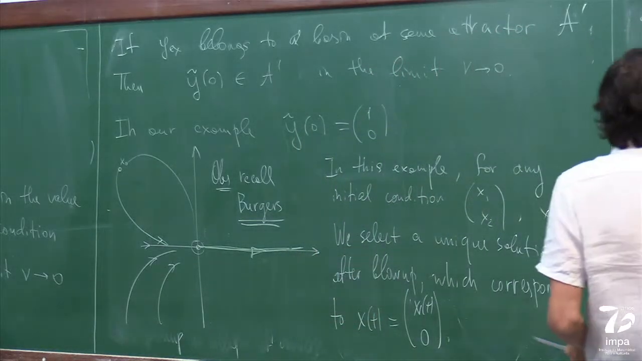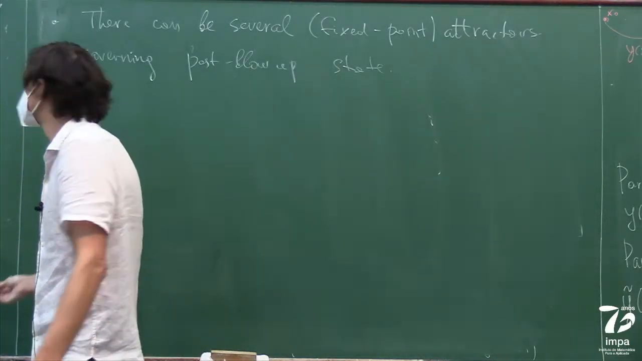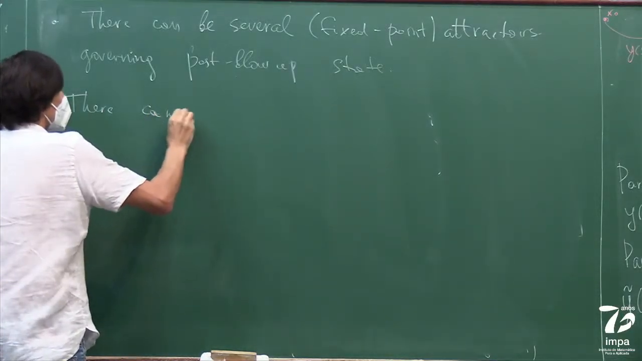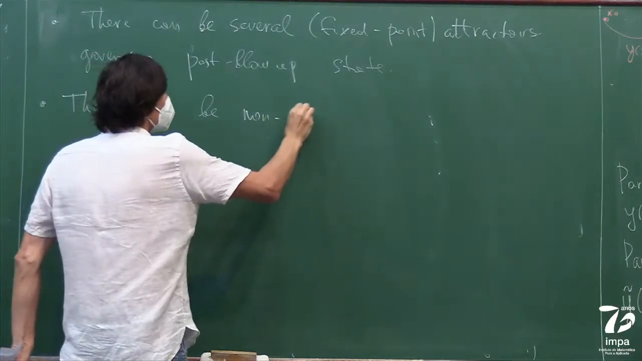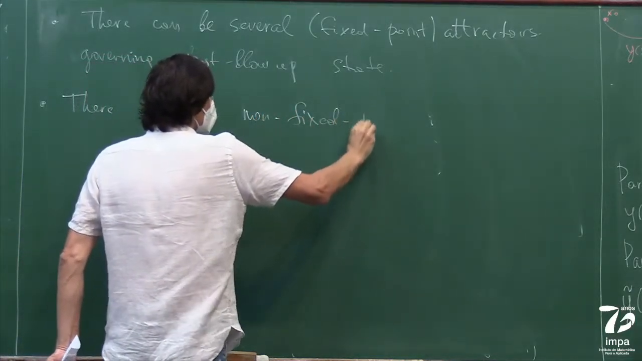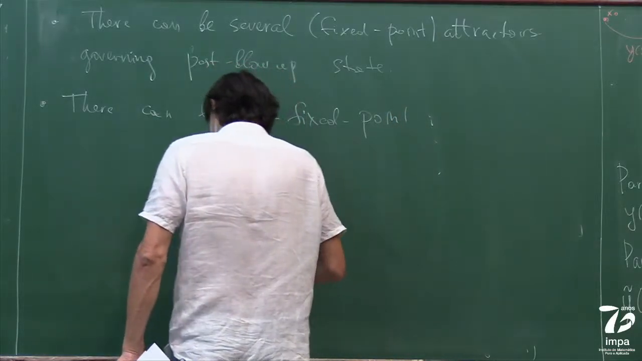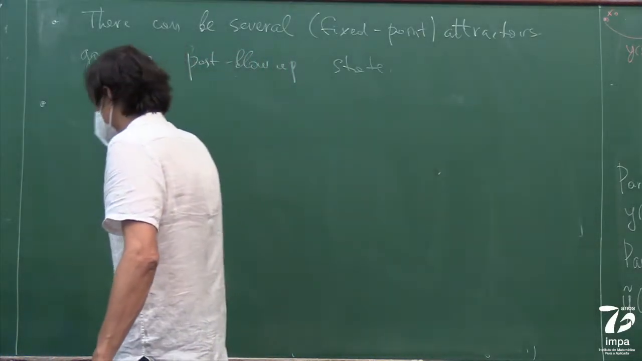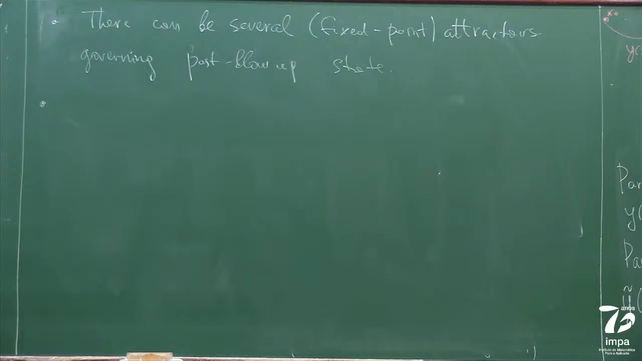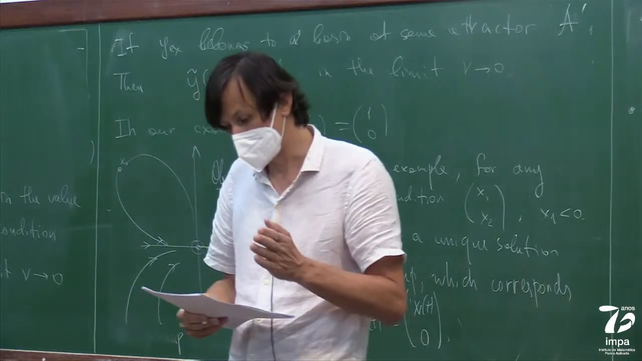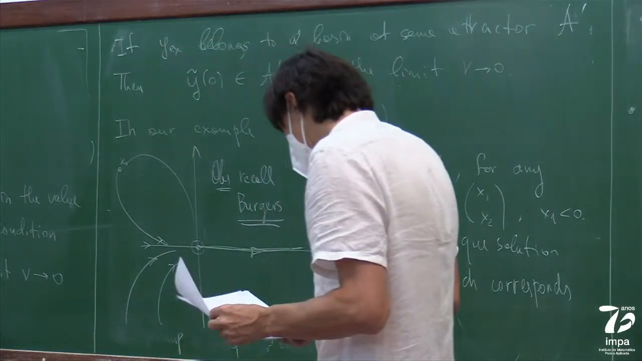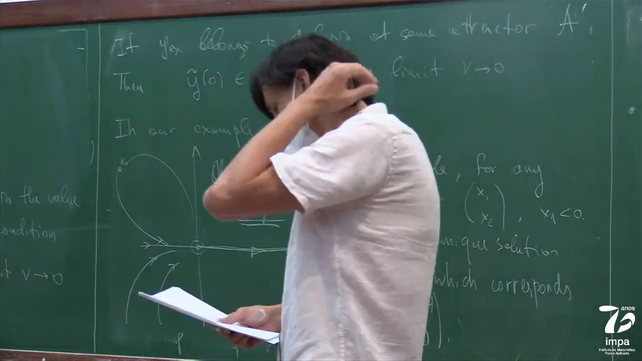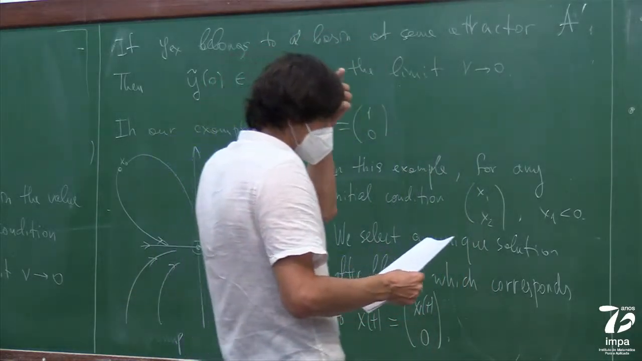Then there can be different attractors, non-fixed point attractors. No, before non-fixed point attractors, let's do something different. Because the non-fixed point attractor is actually our goal, because our goal is having an attractor which is not a fixed point. The fixed point is Burgers. But before that, I want to show you something I think quite curious.